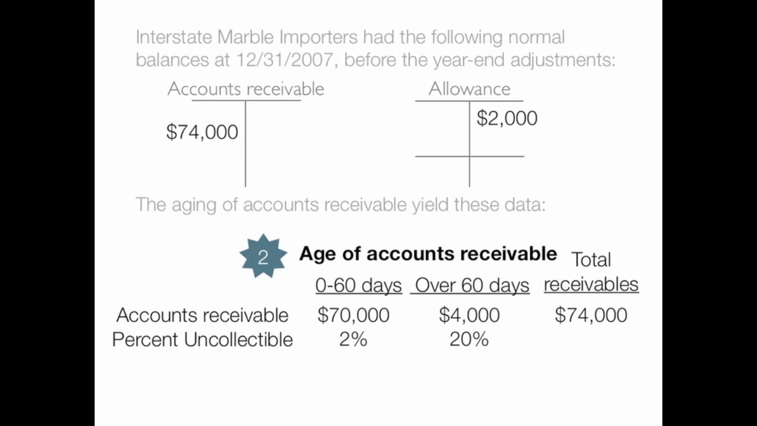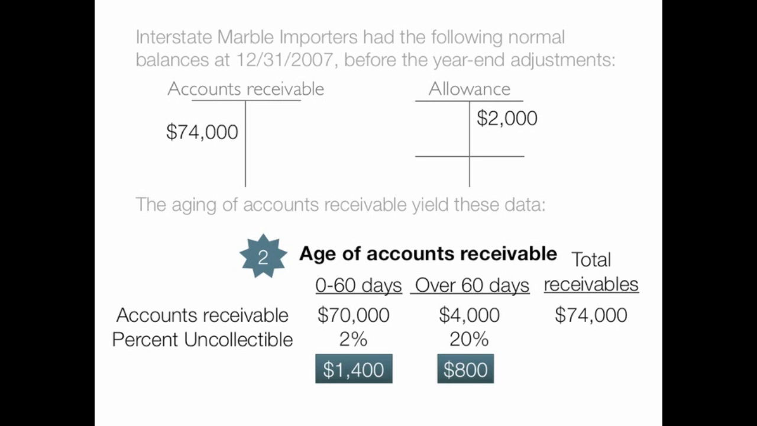We deem that 2% will be uncollectible if it's 0 to 60 days old. If it's more than 60 days old, 20% will not be collected. So we need to calculate what won't be collected, or what we anticipate will not be collected. So 2% of $70,000 is $1,400. 20% of $4,000 is $800. For a total uncollectible of $2,200.